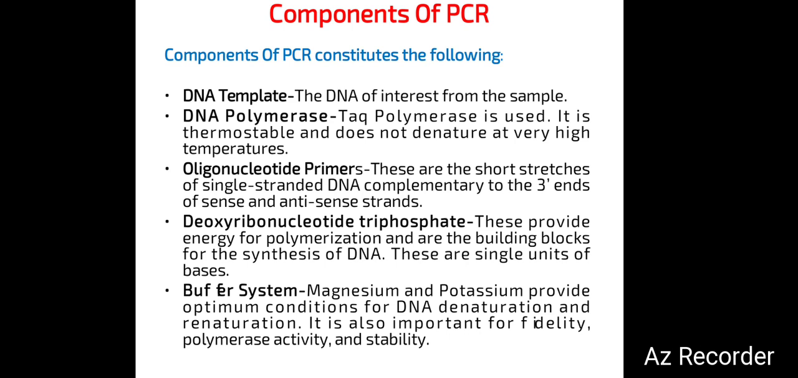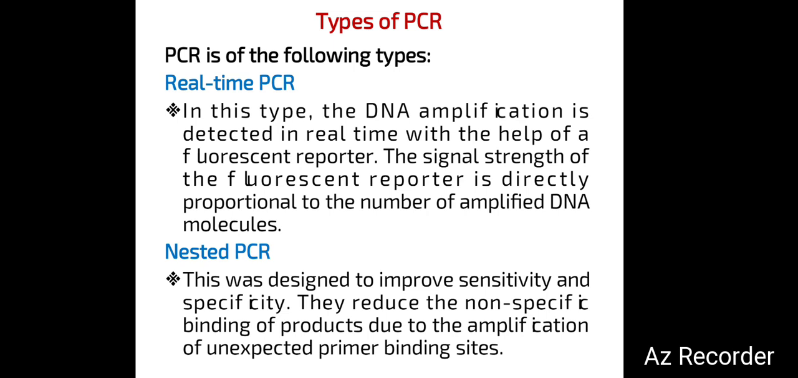Fourth one is dNTPs, deoxyribonucleotide triphosphates. These are the building blocks of DNA, nothing but A, T, G, C: adenine, thymine, guanine, and cytosine. The last component is the buffer system. It maintains optimal conditions for enzyme activity. It contains magnesium and potassium ions. And then the next steps of PCR.